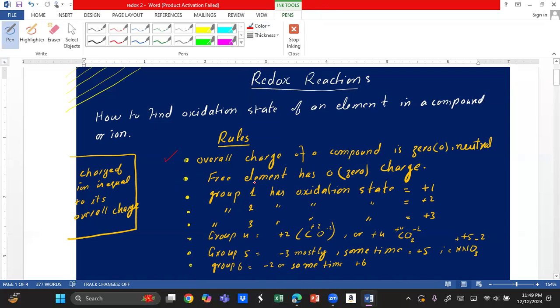Similarly, the free element, which is not combined with any other element. For example, Cl2 is a free element, it has no charge. Sodium is a free element here, it has no charge. So a free element has no charge. These two rules are very important.